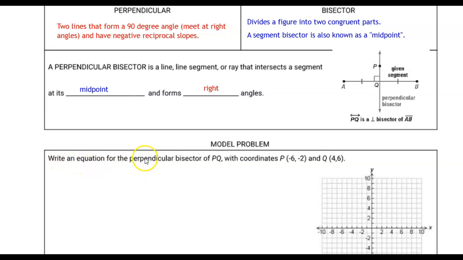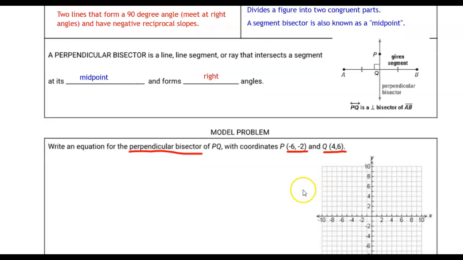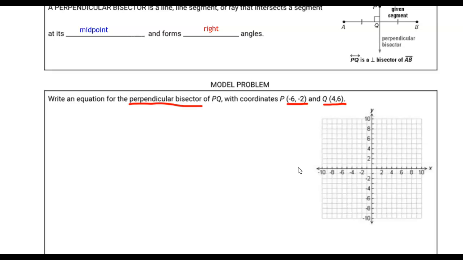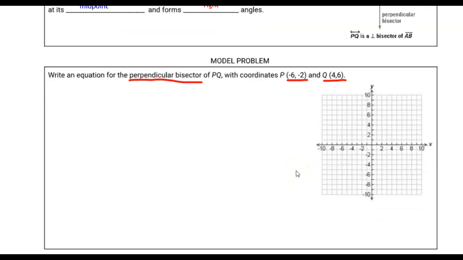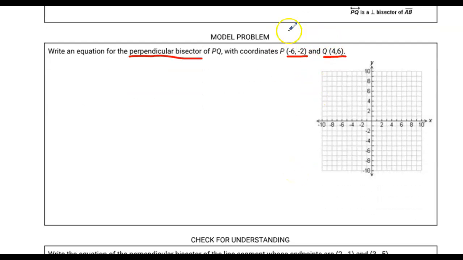We're supposed to write an equation for the perpendicular bisector. Let's underline that real quick because that sounds important. Of PQ. P has coordinates -6, -2, and Q has coordinates 4, 6. Breaking down this problem into the steps that we looked at for the guided example, let's try to figure out what to do first, second, third, and fourth. Pause the video and try this out, and then come back to see if you got it right.